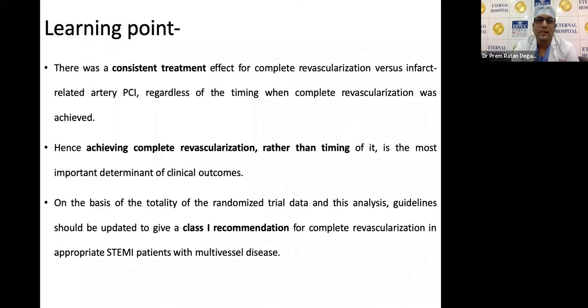So with all these randomized trials and this meta-analysis, the learning point is that there was a consistent treatment effect for complete revascularization versus infarct-related artery only PCI, regardless of the timing when complete revascularization was achieved. Hence, achieving complete revascularization, rather than the timing of it, is the important determinant of clinical outcome. On the basis of the totality of the randomized trial data, guidelines should be updated to give a class 1 recommendation for complete revascularization in appropriate STEMI patients with multivessel disease.